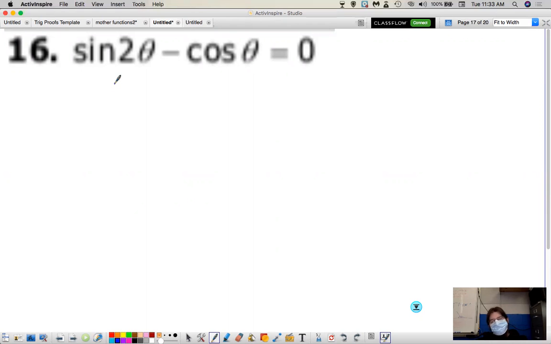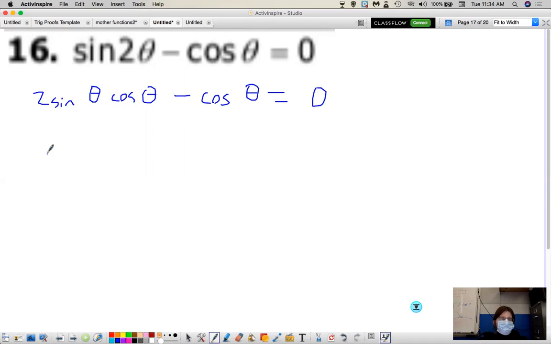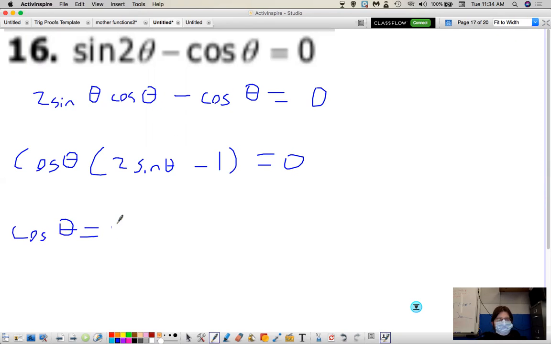This one, we don't have any options. So just sine of 2 theta, I know that one. That's 2 sine theta cosine theta. Factor out the cosine theta. Left with 2 sine theta minus 1. Cosine theta equals 0. 2 sine theta minus 1 equals 0, so sine of theta is a half.